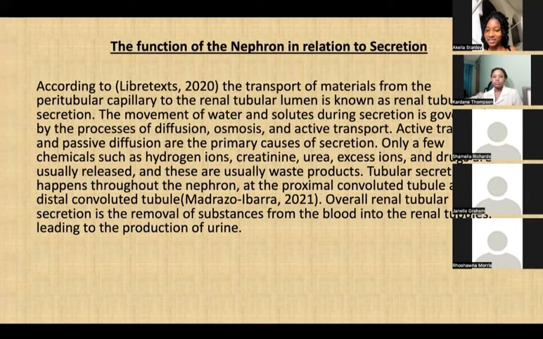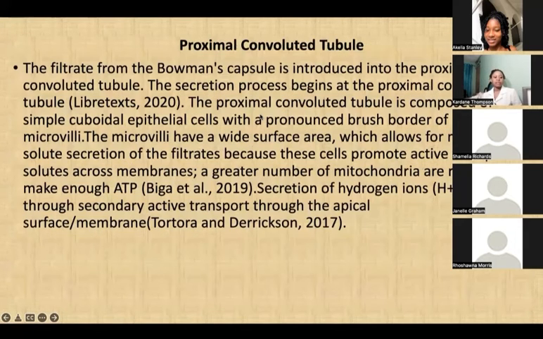Only a few chemicals, such as hydrogen ions, creatinine, urea, excess ions, and drugs, are usually released, and these are usually waste products. Tubular secretion happens throughout the nephron, beginning at the proximal convoluted tubule and the distal convoluted tubule. Overall, tubular secretion is the removal of substances from the blood into the renal tubules, leading to the production of urine. So secretion takes place in two sections of the nephron, that is the proximal convoluted tubule and the distal convoluted tubule.